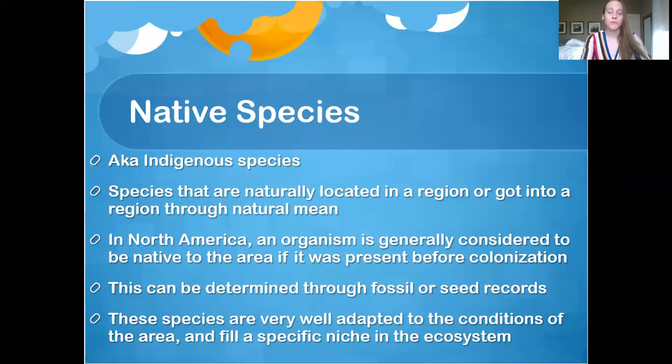Native species will be really well adapted to the conditions of that area since they have evolved in that area for a really long period of time. And they'll also fill a specific niche within that ecosystem, or a specific role.